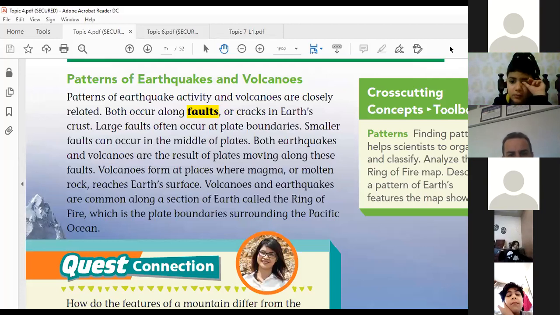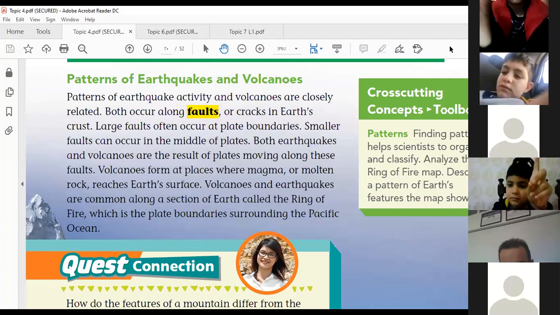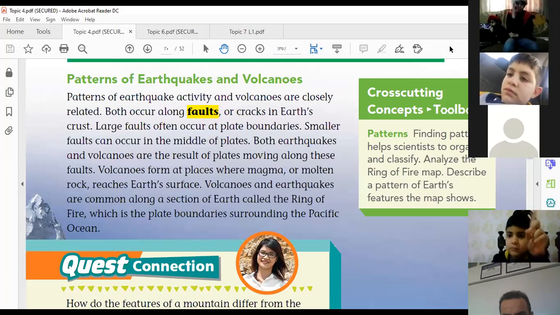What do you mean by magma? What is the meaning of magma? Raise your hand. Lava. No, this definition is not acceptable. You have to explain more. What is the meaning of magma?